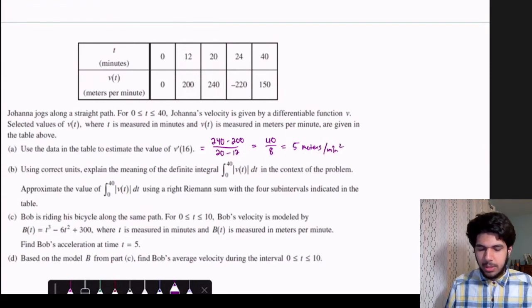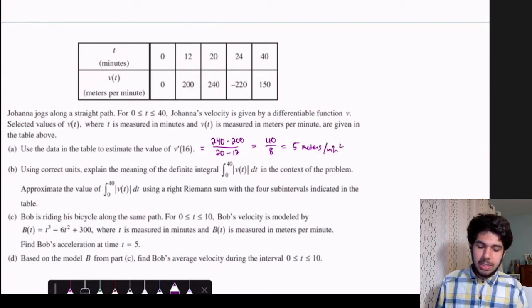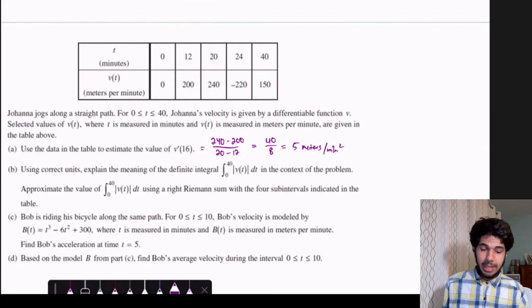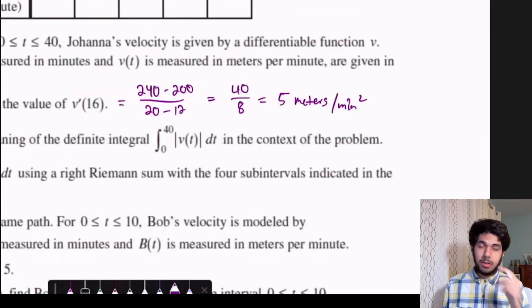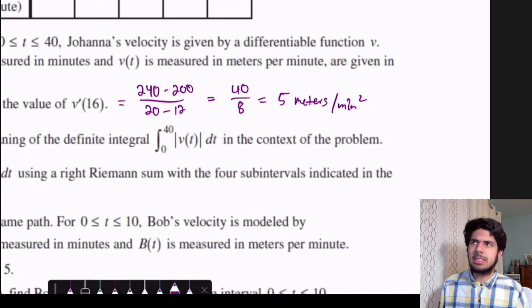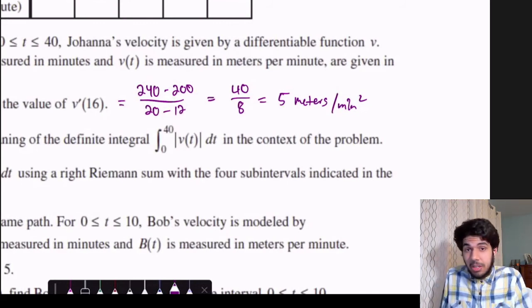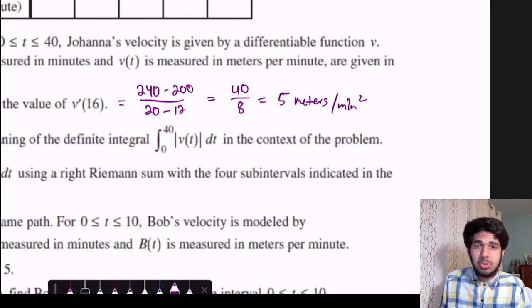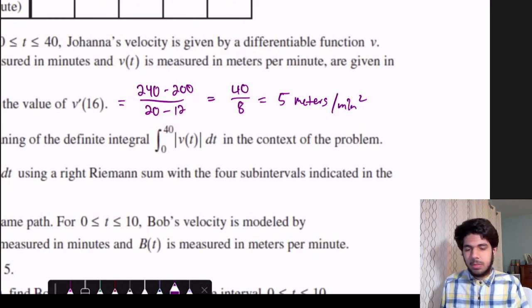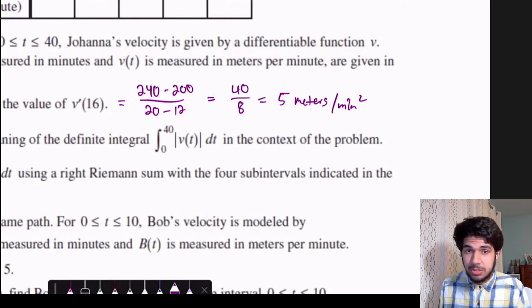Cool. Using correct units, explain the meaning of the definite integral in context of the problem. So we have to be a little bit careful here. So we're taking the derivative of velocity. And when we do that, we usually associate that with distance or displacement. But now we have to be a little bit careful because there's a huge difference between distance and displacement. So, since we're taking the absolute value of velocity, that will be the distance traveled.